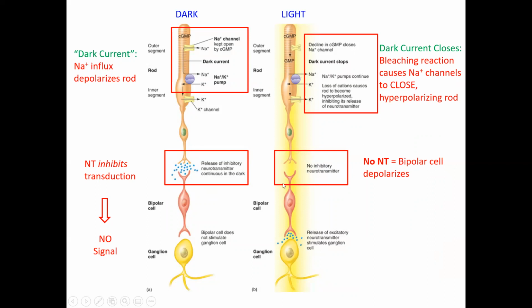That means that we're going to stop releasing the neurotransmitter. Stop releasing the inhibitory neurotransmitter. It's like a double negative. So, no inhibitory neurotransmitter now allows the bipolar cells to become stimulated. The bipolar cells then release their own neurotransmitter to stimulate the ganglion cells. And now we've got action potentials going to the brain. Okay, so it's really strange. It's counterintuitive because of that inhibitory neurotransmitter. It's going to take some practice.